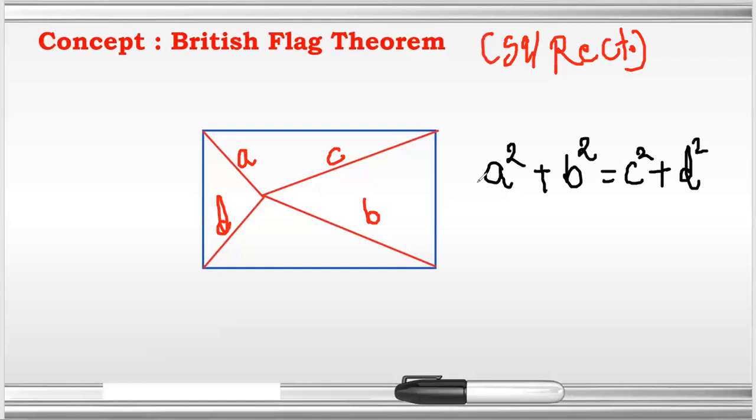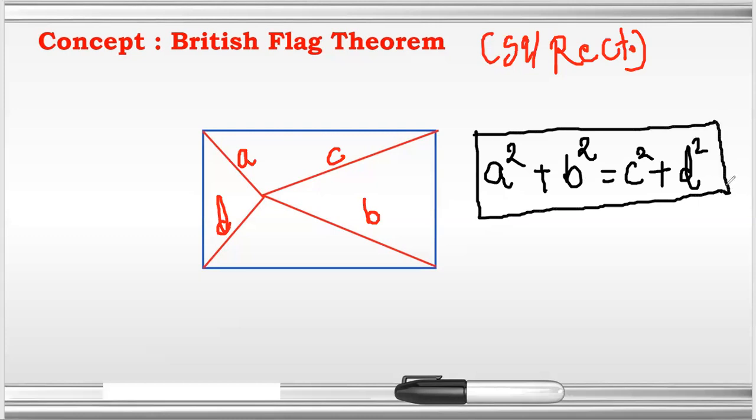The derivation is very simple. It is derived by applying the Pythagoras theorem on the four triangles. We don't need to worry about the derivation. The simple thing is to remember the end result, that is the British flag theorem: the squares of opposite sides added should be equal to the same. So now let us try to do the question given.